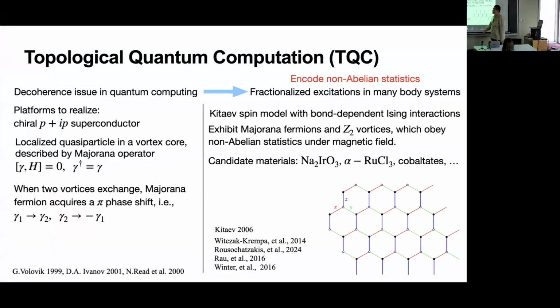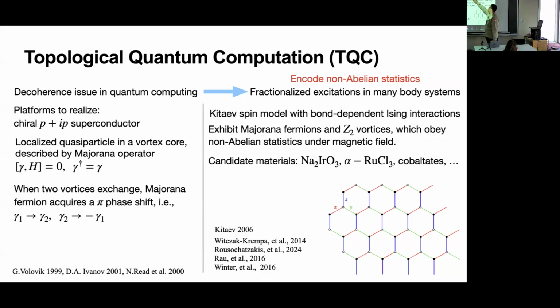Okay. So first, let me give you an introduction. This work is about topological quantum computation. The idea is that there's a decoherence issue in quantum computing, which people consider a very serious challenge to realizing quantum computing. Topological quantum computation solves this problem in an elegant way by using fractionalized excitations in many-body systems, so that the quantum information is stored and manipulated using the fractionalized excitations, which become more stable under the environment.